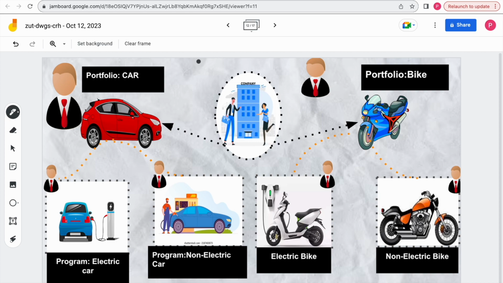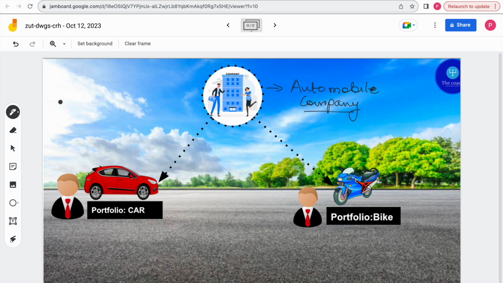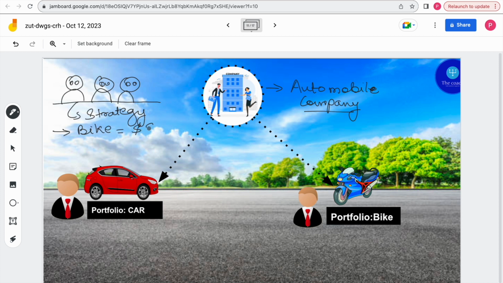Let's say there are also investors in the company and a CEO who invests the fund and gives the strategy. So let's say these are three investors, the board of directors. This board gives a strategy that this year they are going to maximize the production of bikes. On bikes they are going to invest $80,000, and they need a profit of $160,000.